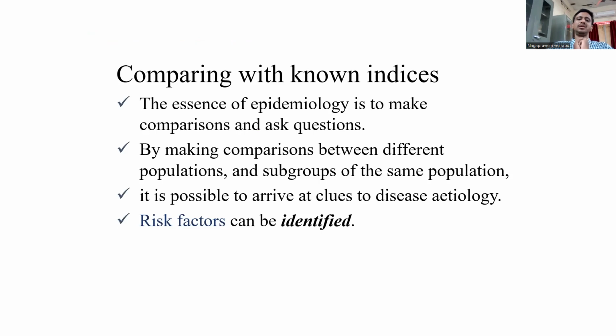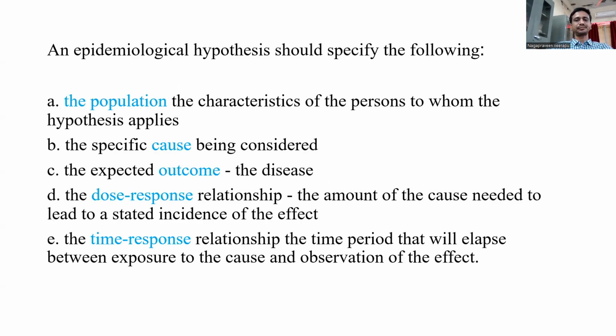Comparing with the known indices: the essence of epidemiology is to make comparisons and ask questions. Make comparisons so that you will understand, and ask some questions about it. By making comparisons between different populations and subgroups of the same population, it is possible to arrive at a clue to disease etiology. A clue may be there. You can identify some factors, risk factors. You can identify that by asking questions and making comparisons.